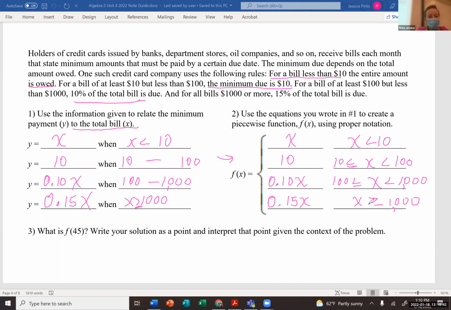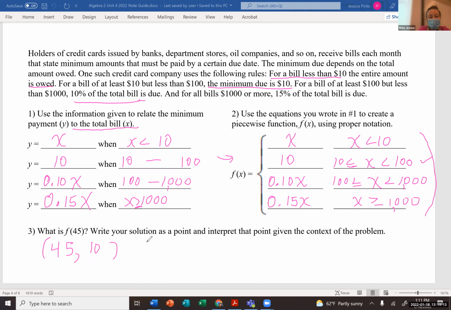So here it says, what is f of 45? Write your solution as a point and interpret that point, giving context of the problem. Okay. So I know that it's going to be 45, comma, the amount due. I just need to find how much. So I'm looking at my equations over here. 45 is in this range. It's between 10 and 100. And the output then would just be 10.